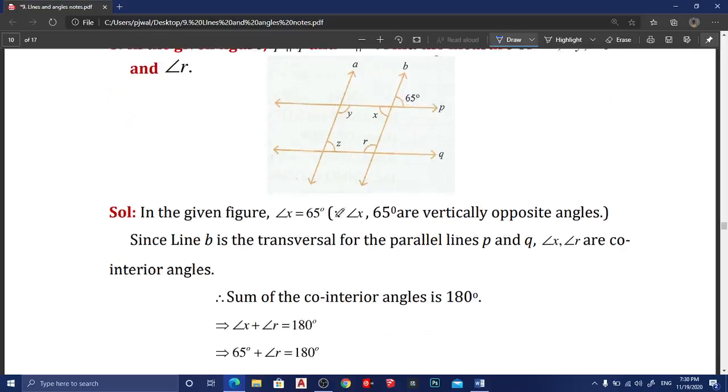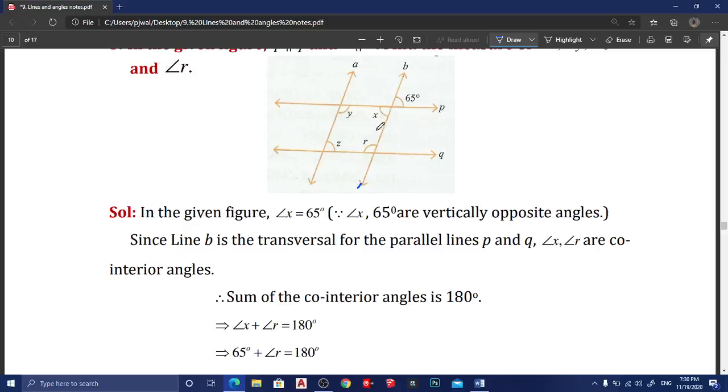So what is the clue here? Angle X and angle 65 are vertically opposite angles. These two are intersecting lines, so these two angles become vertically opposite angles. So angle X is how much? Again 65 degrees. X is again 65 degrees.